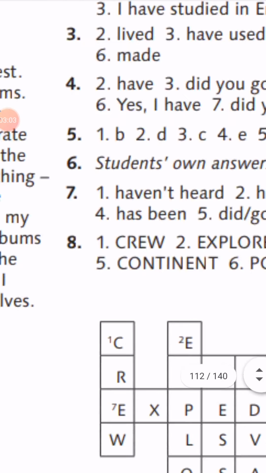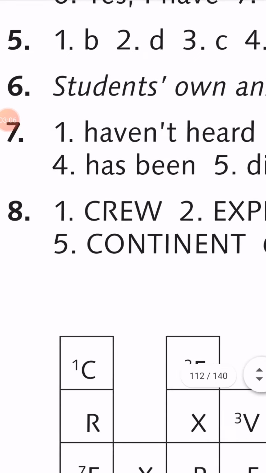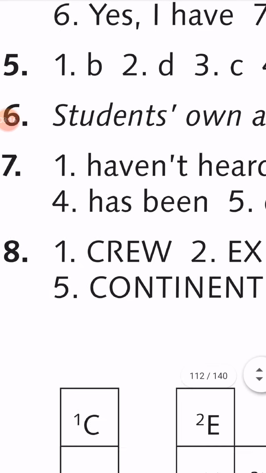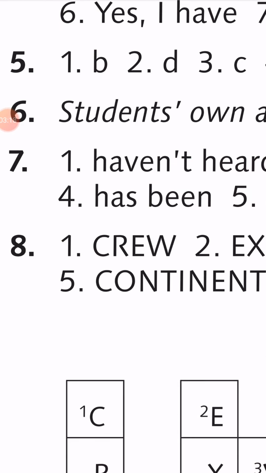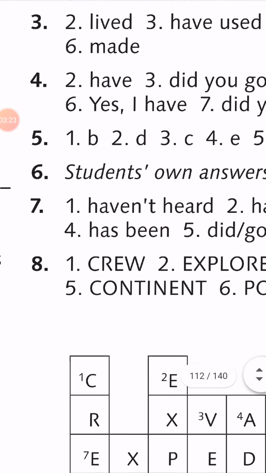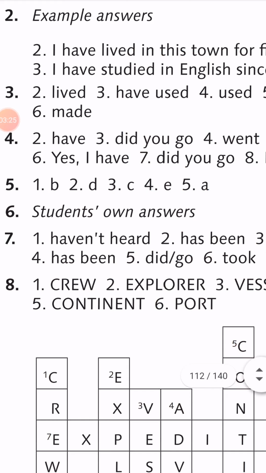Okay, so moving to exercise number 5, I will remind you, the exercise was to match the beginnings of the sentences with their endings. So the suitable and correct answers: number 1 with sentence B, number 2 with D, number 3 with C, number 4 with E, number 5 with A.